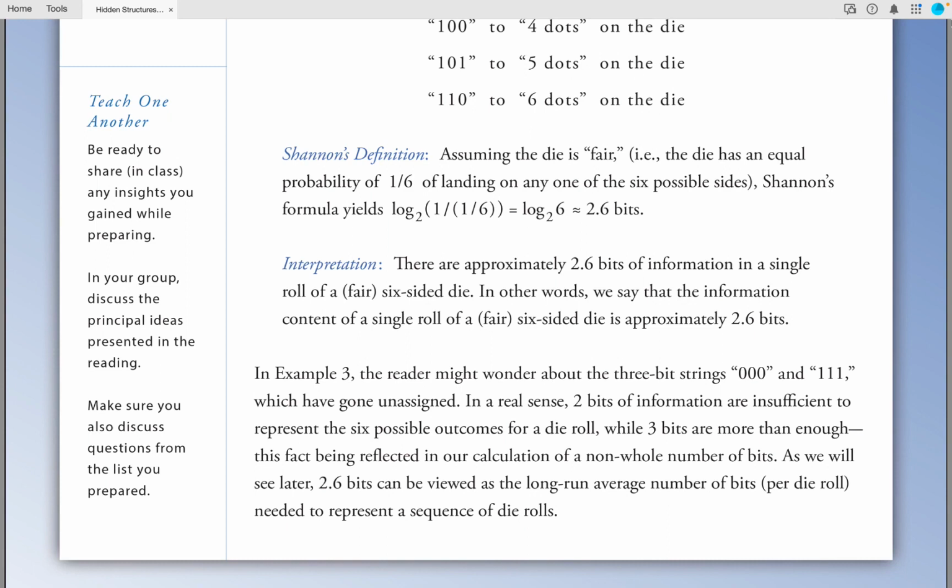In example 3, the reader might wonder about the 3-bit strings 000 and 111, which have gone unassigned. In a real sense, 2 bits of information are insufficient to represent the 6 possible outcomes for a die roll, while 3 bits are more than enough. This fact is reflected in our calculation of a non-whole number of bits. As we will see later, 2.6 bits can be viewed as the long-run average number of bits per die roll needed to represent a sequence of die rolls.